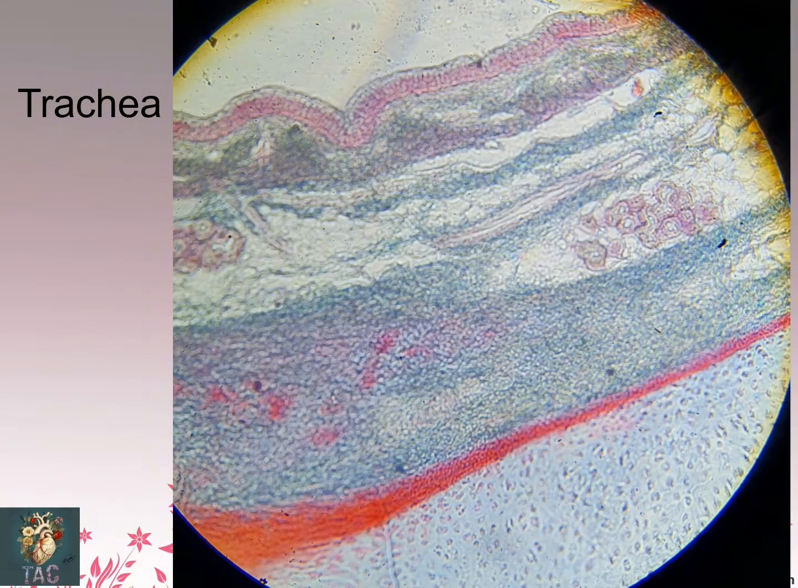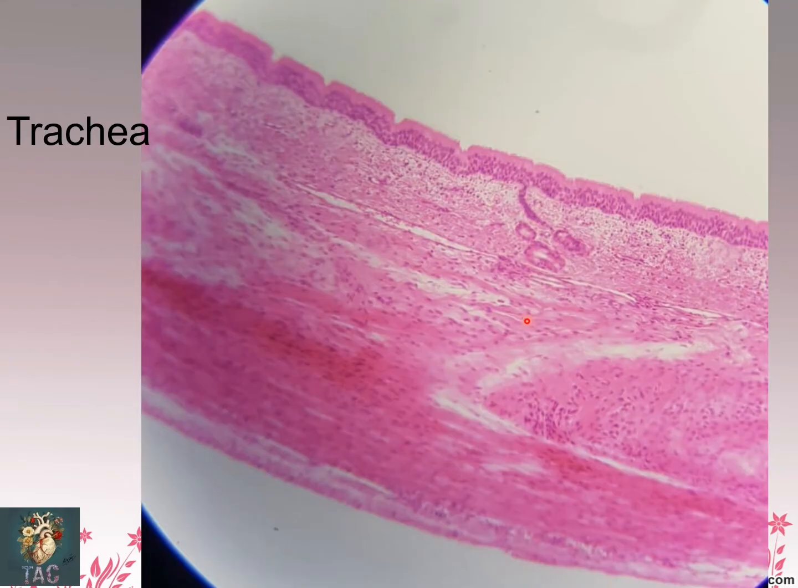This is another slide of the trachea, a beautiful slide in which you can see the pseudostratified columnar ciliated epithelium. From here to here is the mucosa, and then this is the submucosa.